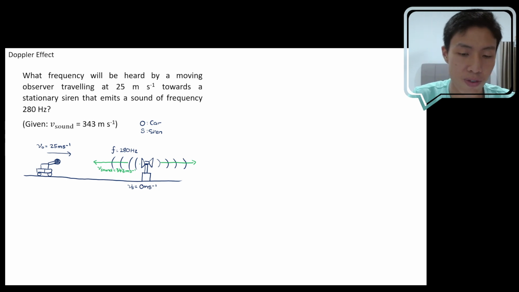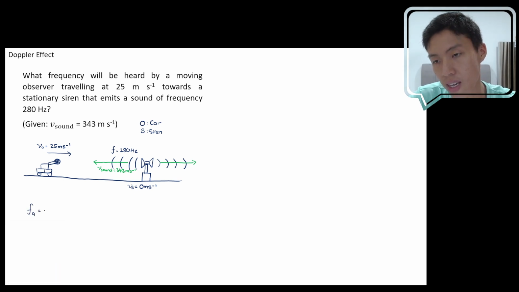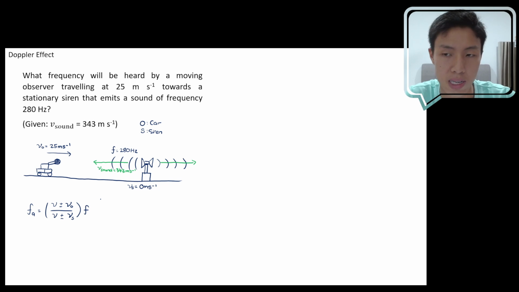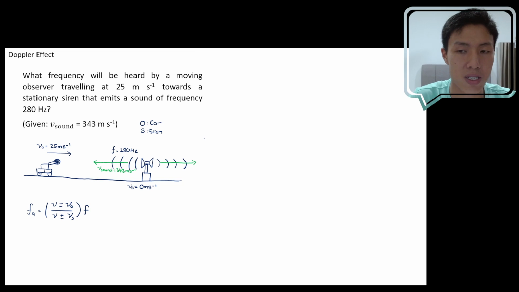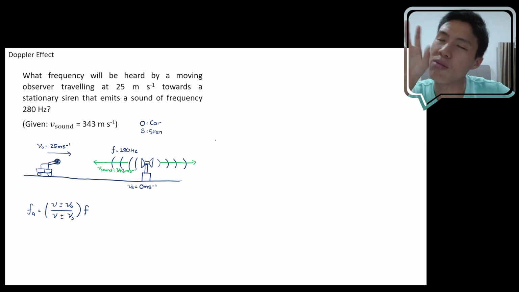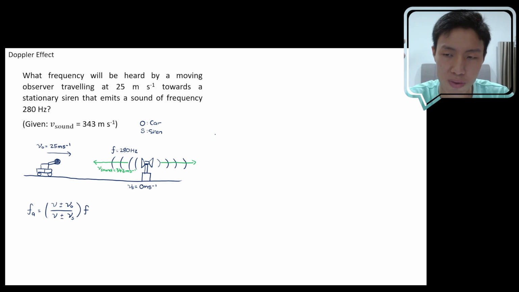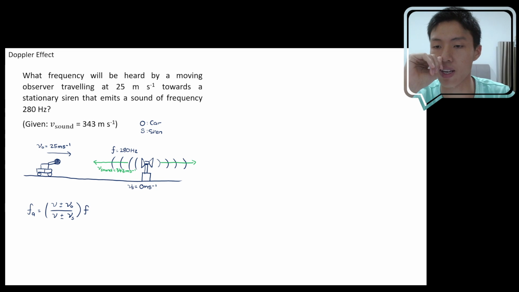If you refer to the lecture video, we already learned that the equation should look something like this: the apparent frequency Fa equals a fraction with V, plus or minus V observer, over V, plus or minus V sound source, multiplied by the frequency of the sound produced by the sound source. This is the equation. If you refer to the video, I tell you my method of using this equation, because usually books will say plus means moving towards, negative moving away, for both observer and sound source, and they have different ways of classifying things.